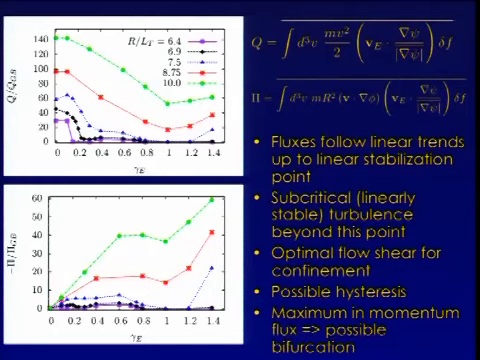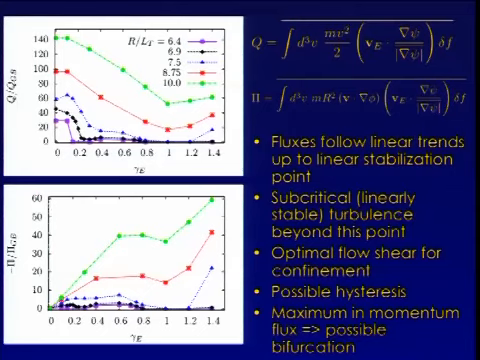So what happens when we look at the nonlinear case? Here what I'm plotting are the heat fluxes normalized to the gyroBohm heat flux, and the momentum fluxes normalized to the gyroBohm momentum flux, versus gamma E. Yeah? Is there a question? Okay. And here I'm defining what these fluxes are. So it's the toroidal angular momentum flux and the heat flux.